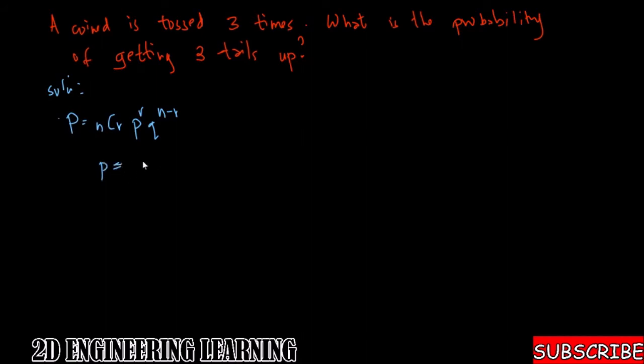On a single trial, the probability of getting a tail will be 1/2. The outcomes are only 2, tails or heads. The probability of not getting a tail, which is a head, is also 1/2. Our total number of trials is 3, and the desired number of successful trials is 3. Okay, so we just need to substitute the given values into our formula.